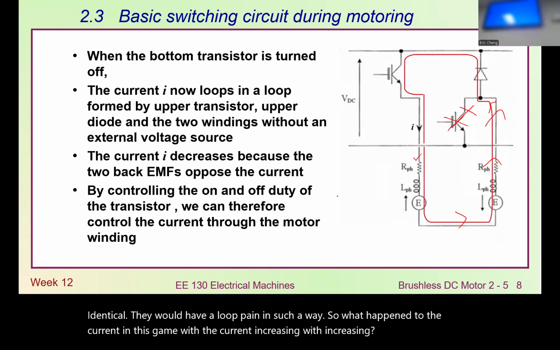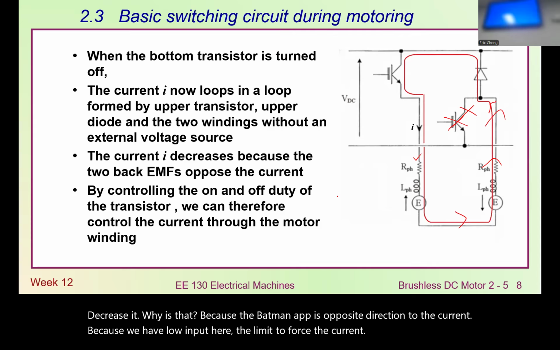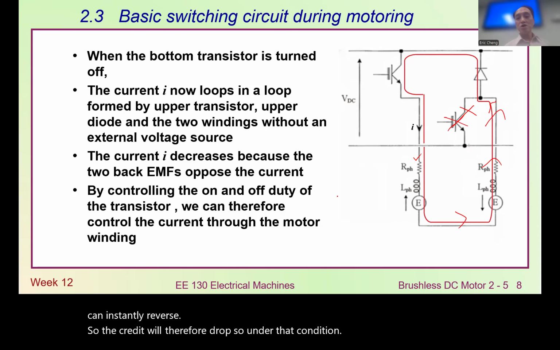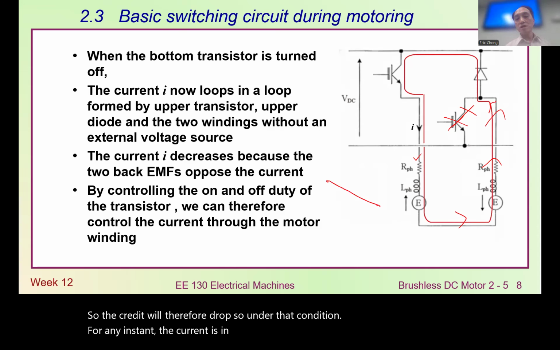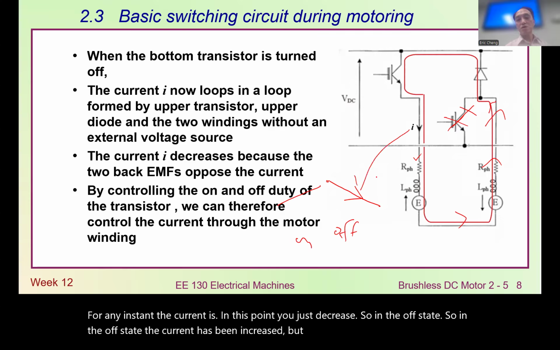Decreasing. Why is that? Because the back EMF is in the opposite direction to the current. Even though we have no input here, the back EMF will force the current to decrease. The current needs to change slowly; the current cannot instantly reverse. So the current will therefore drop. Under that condition, for any instant the current is at this point, it just decreases. So in the on state, the current has been increasing, but in the off state the current is now dropping.